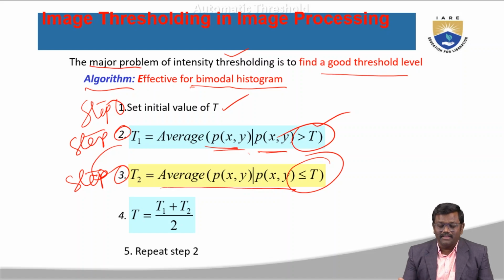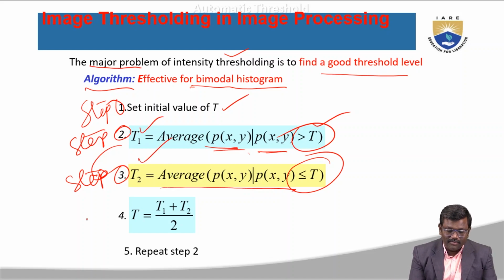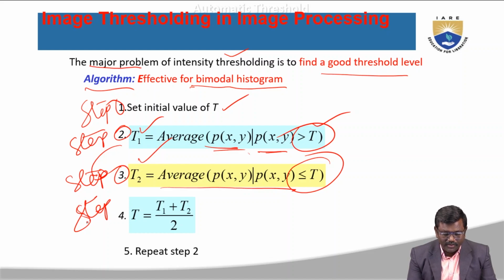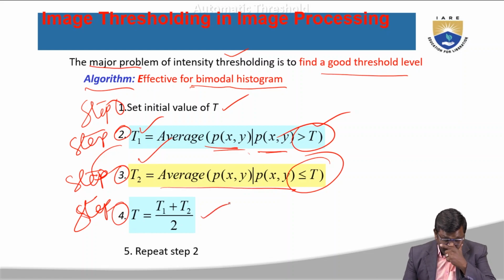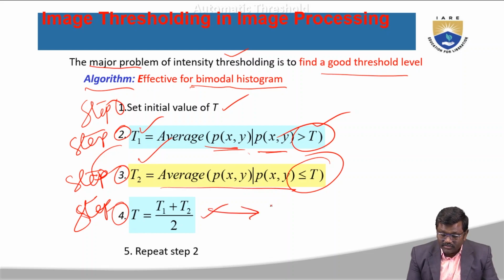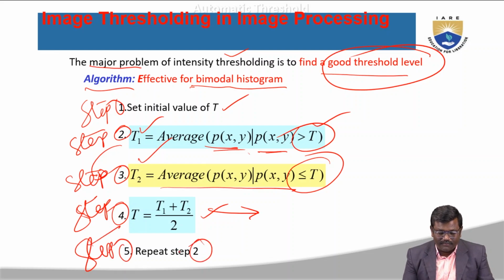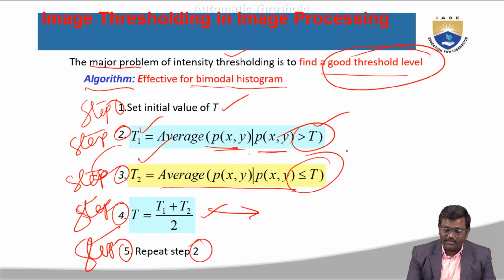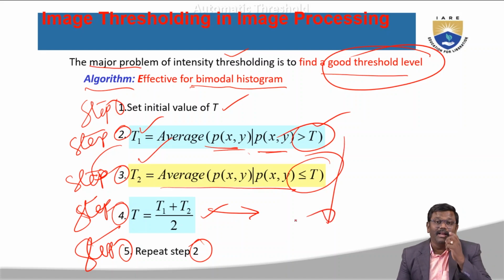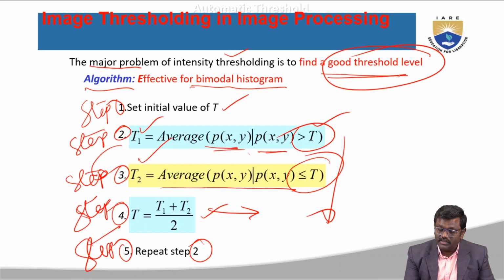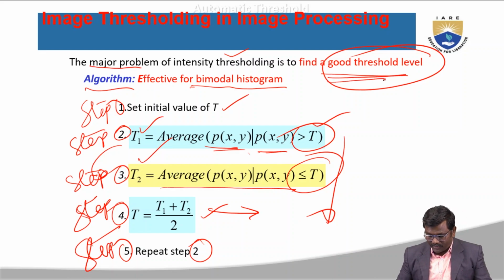We define that in terms of the average. What do we mean by average? By taking the T1 value and the T2 value, we move to step number 4 by taking the average value, that is T. If this value is not giving a good threshold value, then we repeat step number 5. Step number 2 onwards will be continued until you reach the good threshold level.